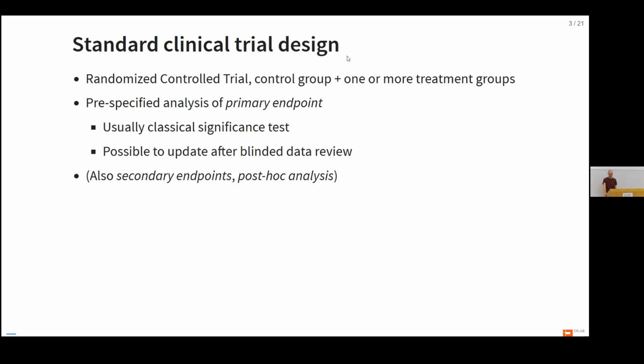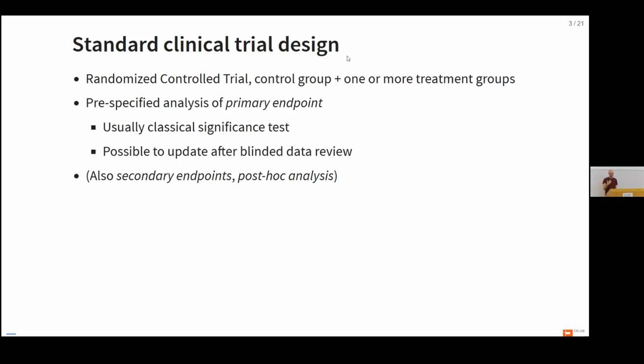And I'll talk about the clinical side and about how you can use Bayesian methods in clinical trial design, or one way to do it that we're working on. But just the basics are that usually you do a randomized control trial. We have one control group and one or more treatment groups. And then you define a primary endpoint, which is some kind of measurement that's supposed to characterize if your treatment works. And usually you have some kind of classical significance test to see if it comes out positive or not. And crucially for the rest of this talk, it's possible to update what test you do after you have received some blinded data back. So you have to pre-register and pre-specify your analysis before you see unblinded data, so before you know which patient was in the treatment group or in the control group.